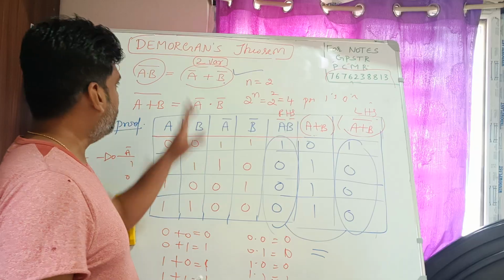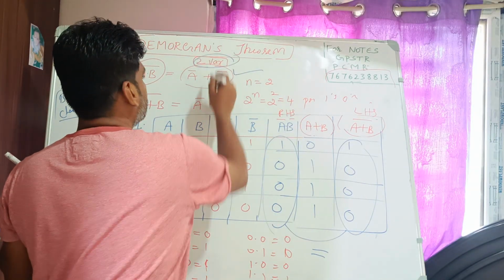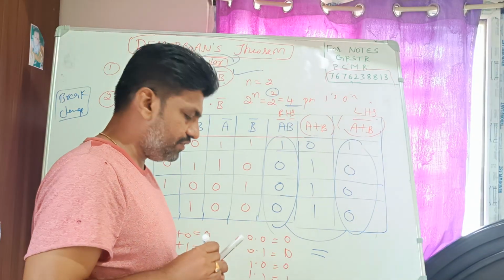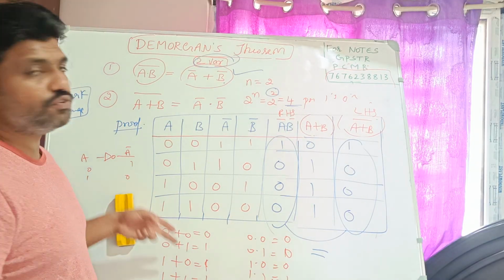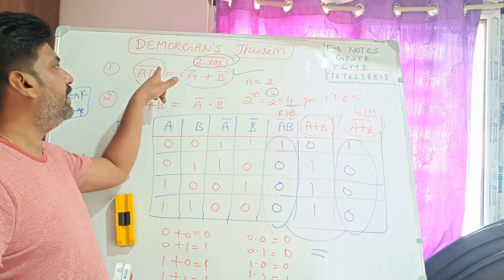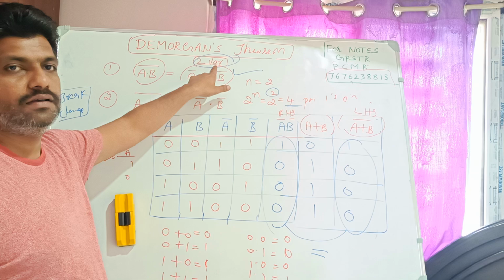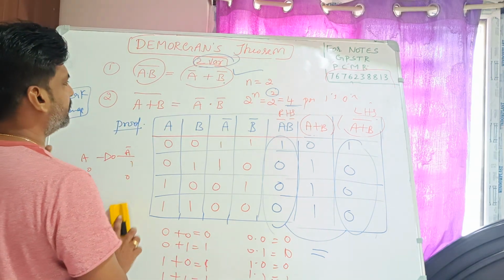Right? De Morgan theorem, we have done it for how many variables? 2 variables. Since it is 2 variables, how many possible combinations of 1s and 0s did we get? 4 possible combinations of 1s and 0s. 4 rows we got. Right? Suppose I ask the question, can we do it for 3 variables? Yes, correct. So how to do it? Just extend this.